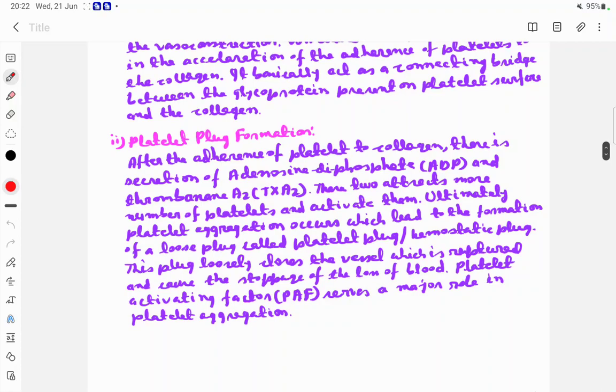After the adherence of platelets to collagen, there is secretion of adenosine diphosphate, ADP, and thromboxane A2, or TXA2. These two attract more platelets and activate them. Ultimately, platelet aggregation occurs, which leads to the formation of a loose plaque called the platelet plaque or hemostatic plaque. This plaque loosely closes the ruptured vessel and causes the stoppage of the loss of blood. Platelet activating factor, PAF, serves a major role in the aggregation of platelets. It also accelerates the aggregation of platelets.